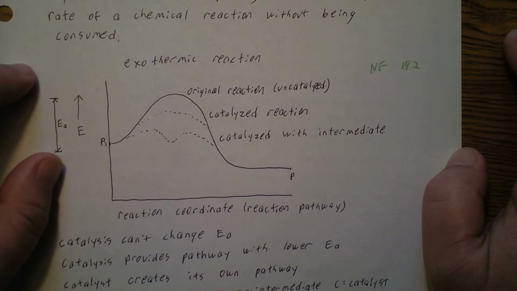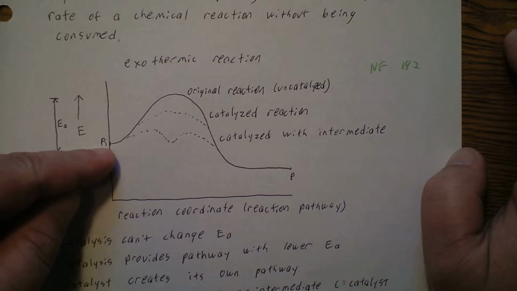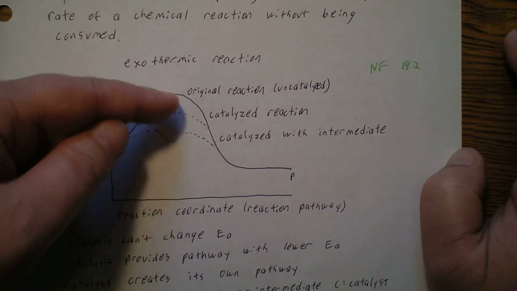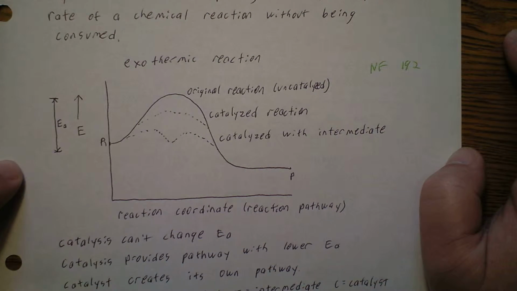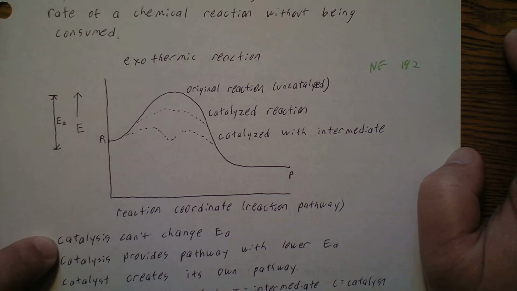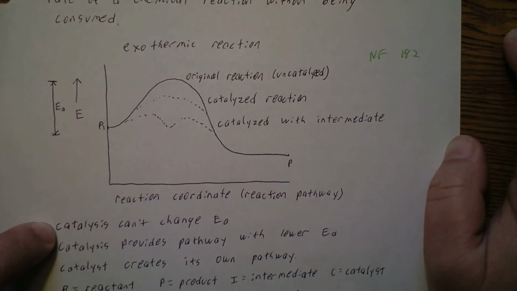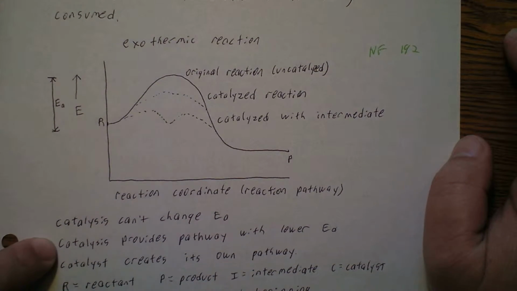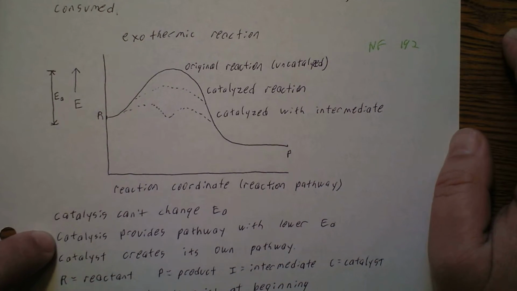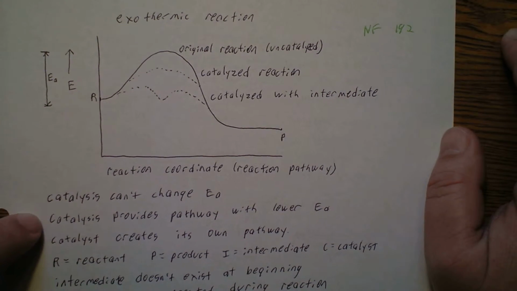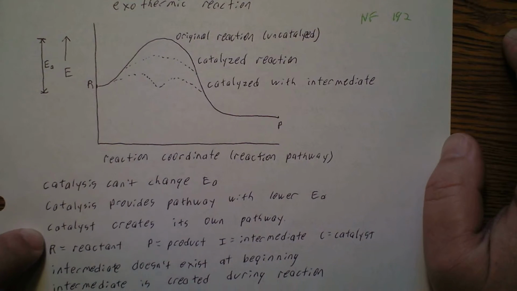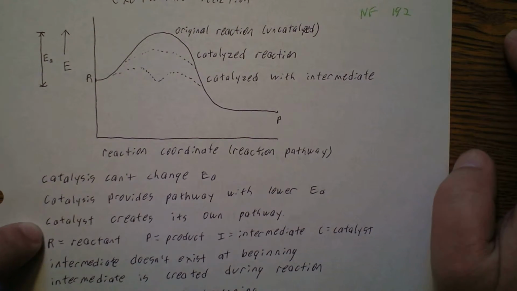So the energy of activation here is the distance from the reactants up to this higher energy peak that it has to get over for the reaction to take place. Now, catalysis cannot actually change the energy of activation. What it does is provide another pathway that has a lower energy of activation. So the catalyst creates its own pathway for the reaction to take place.